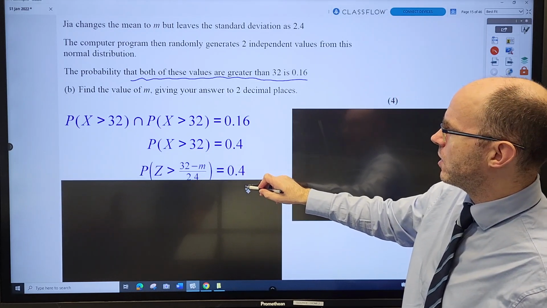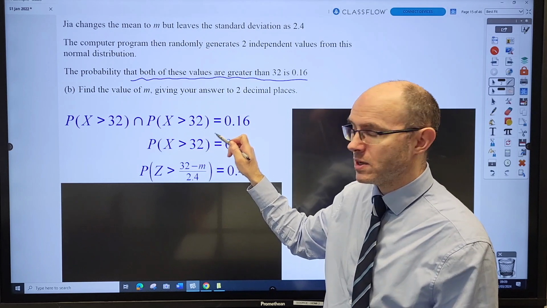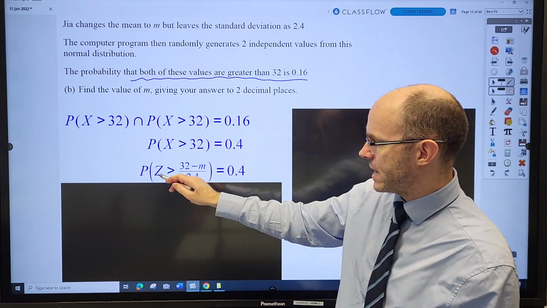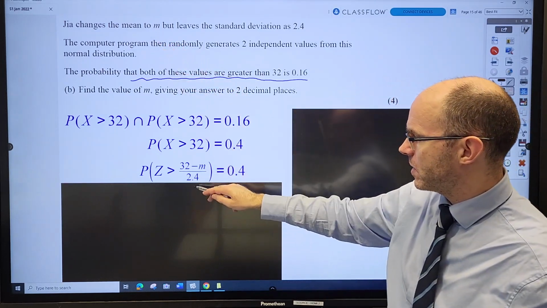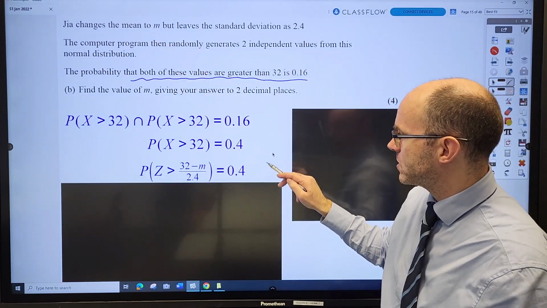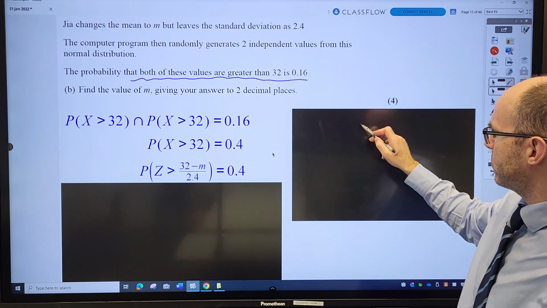Okay. Now, what we then have to do is find what m is given that the probability of X greater than 32 is 0.4. Use the Z distribution again. So standardise it. You've got 32 minus m, the mean, divided by 2.4, the standard deviation, and we're told that is 0.4, and we can use the Z tables for that.